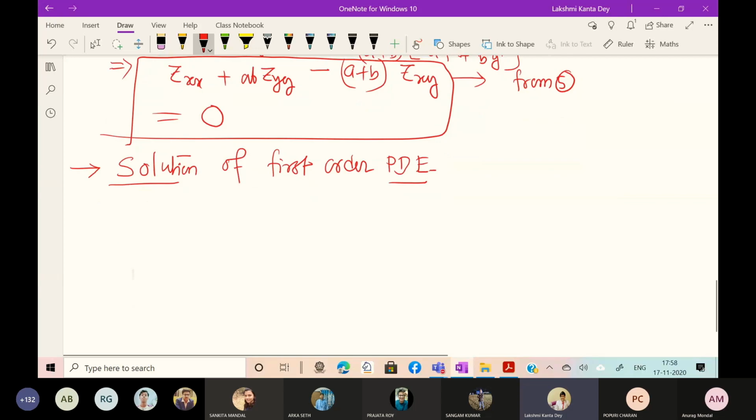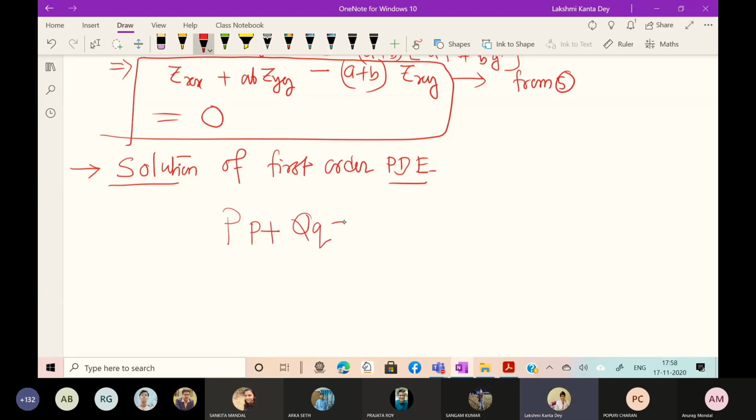So in the next class, we will focus on Lagrange's method for solution of first order quasi-linear partial differential equation, that is Pp + Qq = R. This is Lagrange's form.